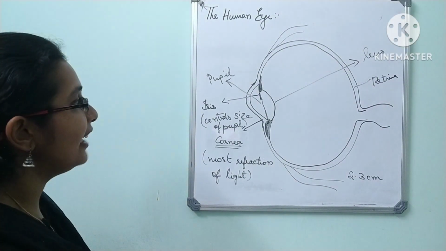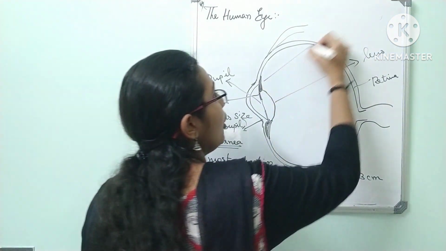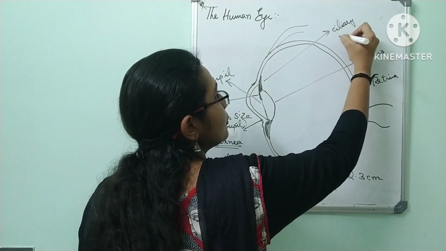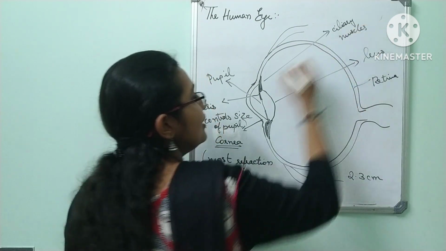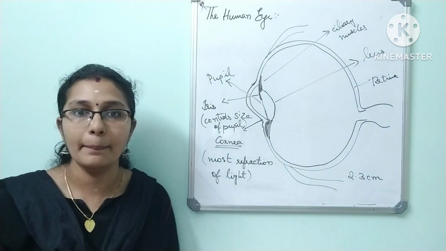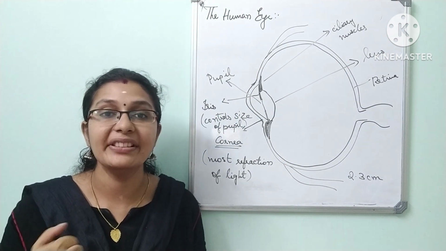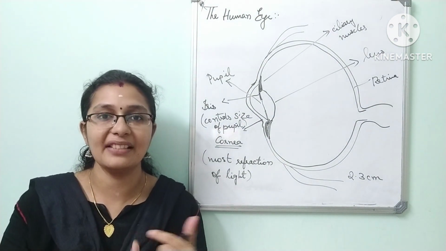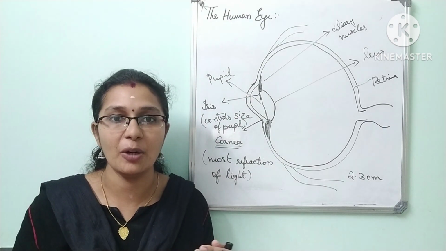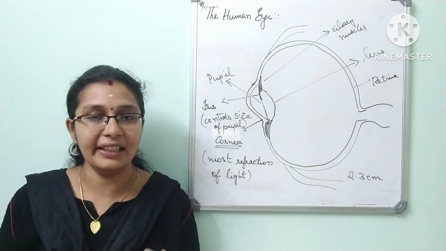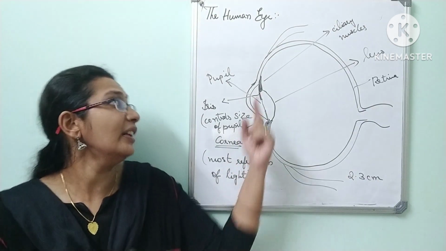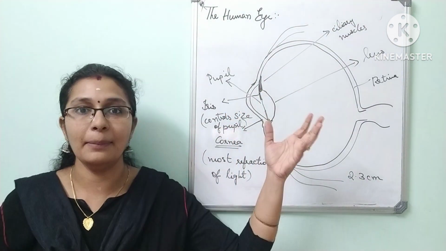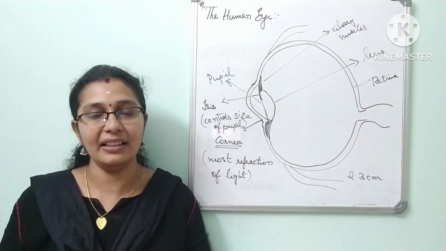Okay, and then we have one important thing called the ciliary muscle. This ciliary muscle is the one which adjusts the focal length. To see distant objects we must have a certain focal length. To see nearby objects we must have a certain focal length, right? This adjustment is done by the ciliary muscle. That is how we are able to see a clear image on the retina.